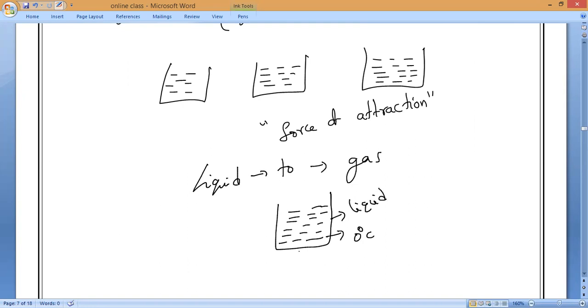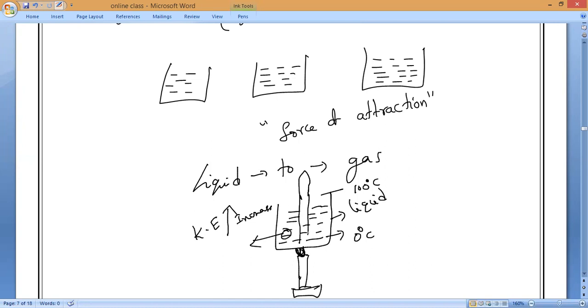Yes or no? Now I keep on providing heat. I keep on heating. So what will happen, guys? The kinetic energy of the particles keeps on increasing. Once the temperature reaches 100 degrees Celsius, which you can check with the help of a thermometer, then what will happen?